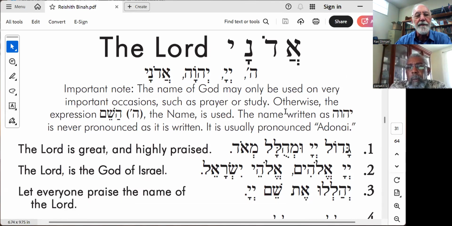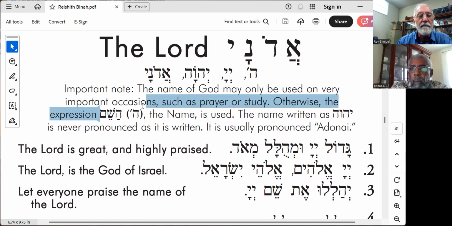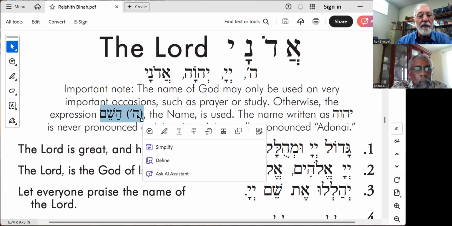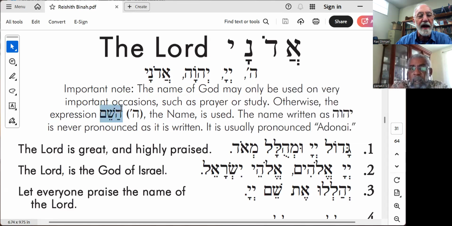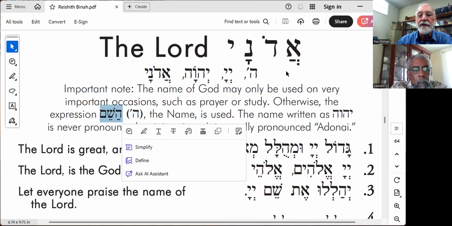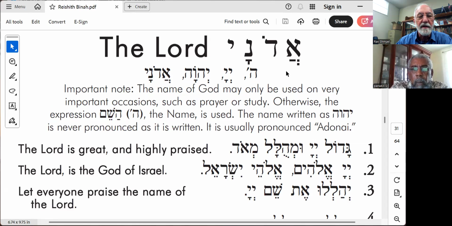Now, it says here, the name of God may only be used on very important occasions such as prayer or study. Otherwise, the expression Hashem, and this is pronounced Hashem, and this is spelled out Hashem, the name. So why is God called Hashem, the name? Because in Hebrew, your name is not just who you are, it's what you are.